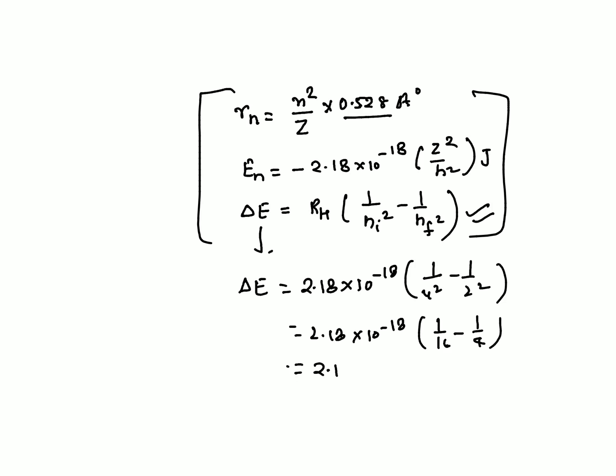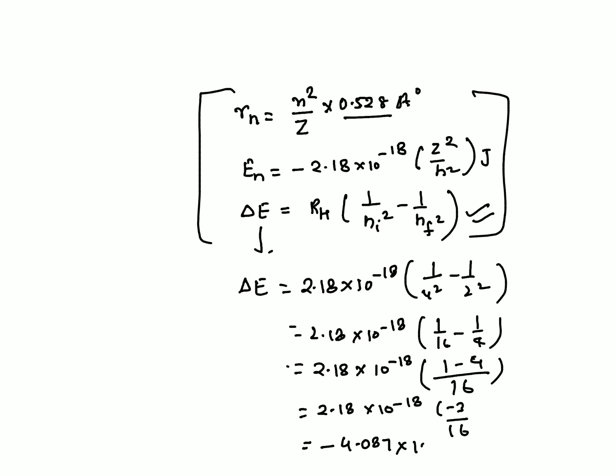Okay, so now the further calculation is like this: 2.18 into 10 to the power minus 18, take the LCM, that will be 16, (1 minus 4). Then it will be 2.18 into 10 to the power minus 18 into minus 3 by 16, and when it is solved, we get the value minus 4.087 into 10 to the power minus 19 joule.